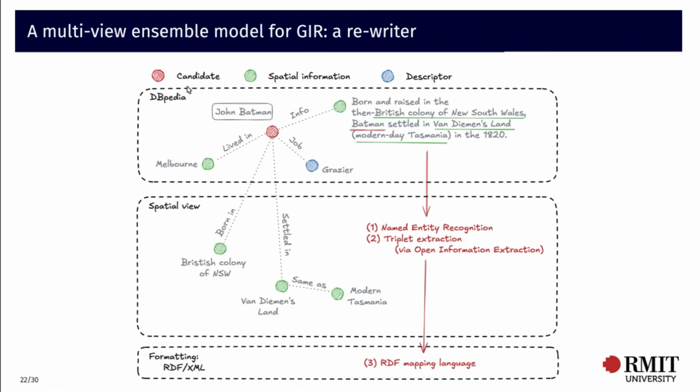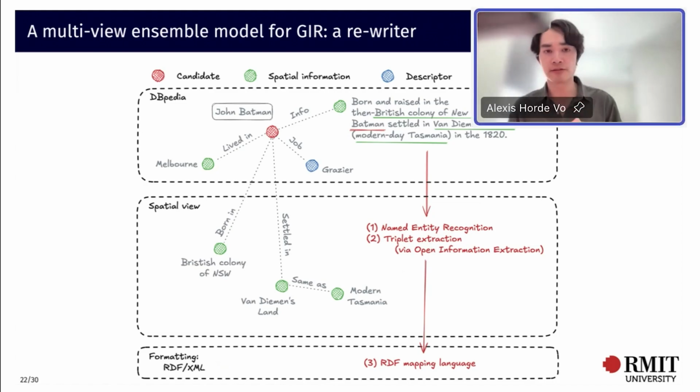As an illustration, this is a knowledge graph I can have as an input from DBpedia, where, for example, John Batman lived in Melbourne. John Batman has a job, which is Grazier, and has this type of information and long texts. This type of information can be a bit too much for language models. That is why, in the rewriter, I wanted to extract the interesting names: British colony of New South Wales, Batman, let's say places, organizations, and people. I prompted a language model to execute triplet extraction as an open information extraction task, just to extract a sub knowledge graph only related to spatial information. And at the end, I used RDF mapping language to create my knowledge graph in a specific format.